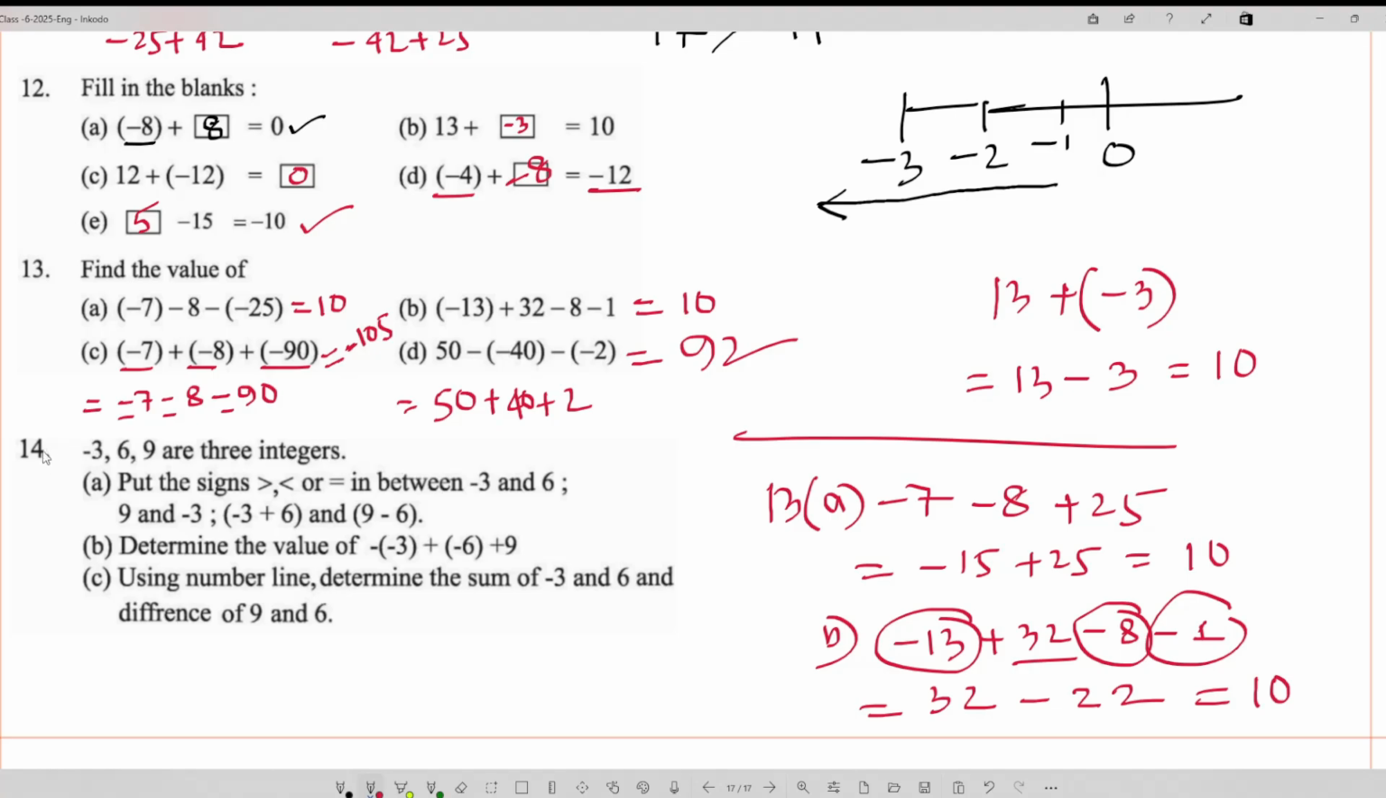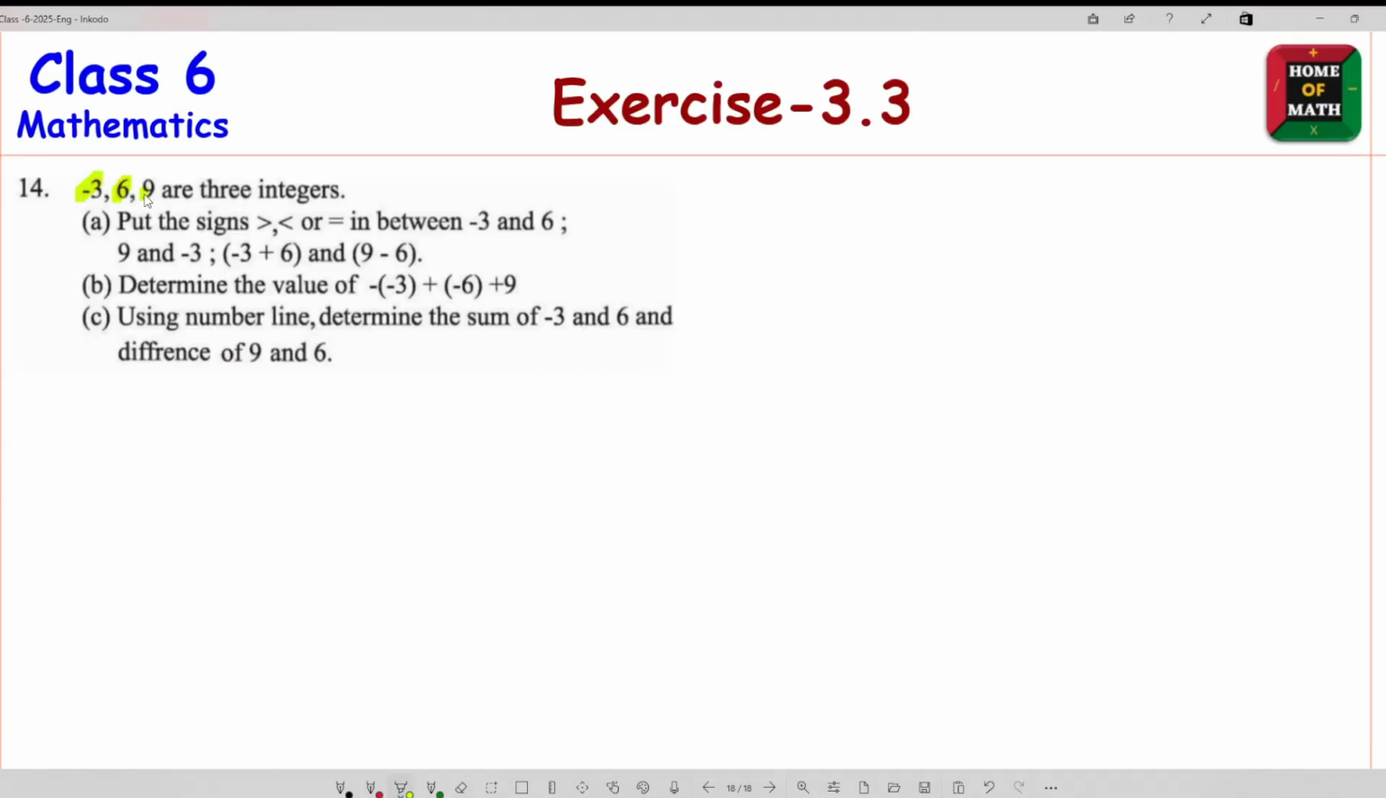And today's chapter, last math, is 14. We will start now. Minus 3, 6, 9 are three integers. Put the sign greater, less or equal in between minus 3 and 6. So this is very easy. Number A, first part, minus 3 and 6. 6 is greater than minus 3, so we can write like this. Next one, 9 and minus 3. So one is 9, another one is minus 3. So 9 is larger than minus 3, so we can write like this.